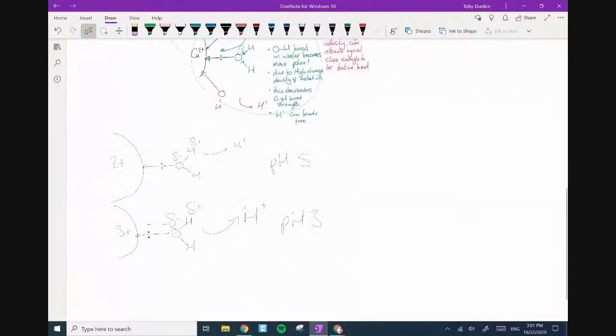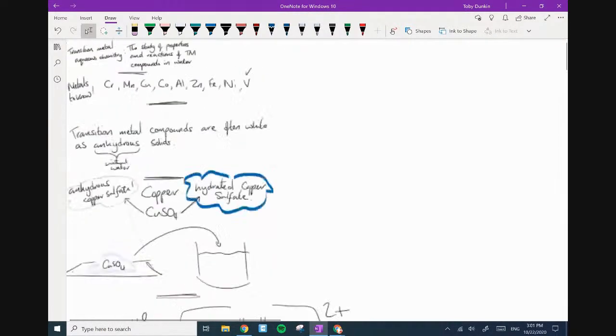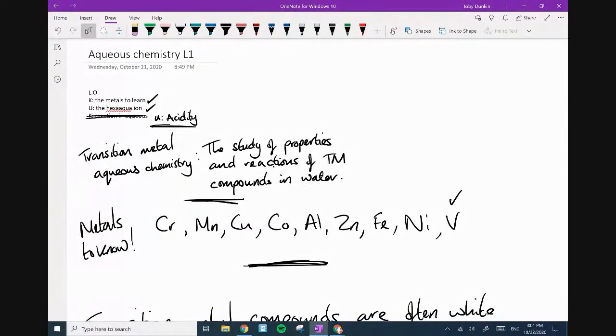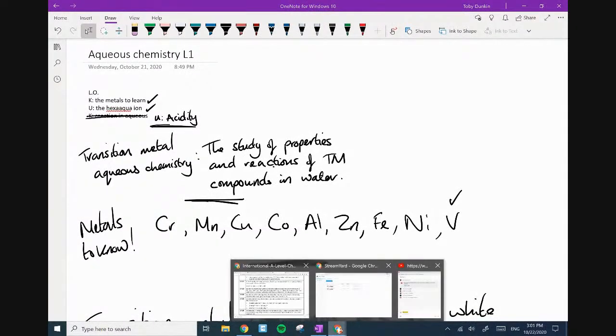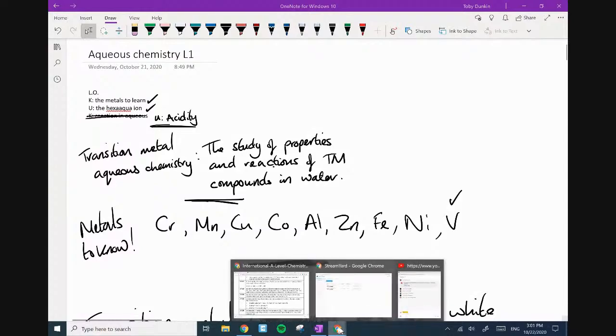Now, do you know what? I'm going to leave today's lesson at that point. I just wanted to explain the acidity of them, and I'm going to pick this up next lesson. There's no point in me going any further at this point, because I'm going to start work on single metals at the next lesson. That's if I can even make my laptop do what I'm asking it to do, which I can't.